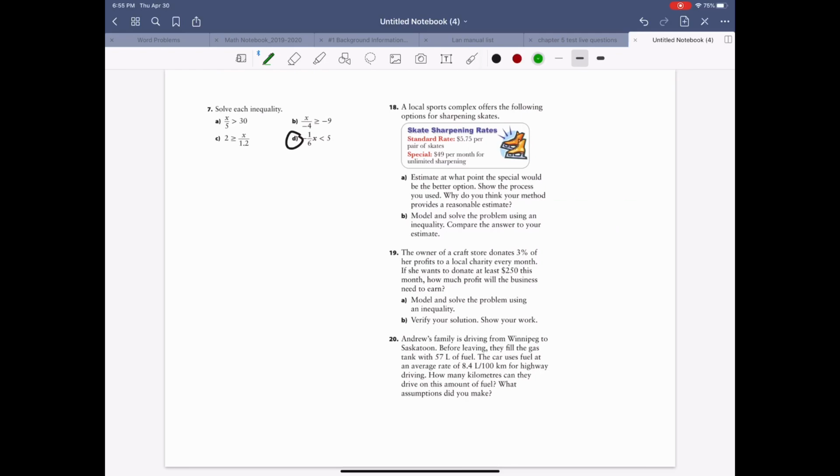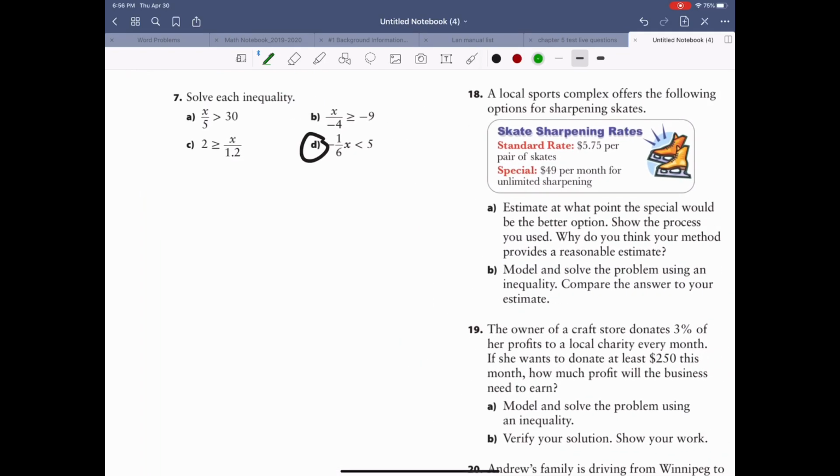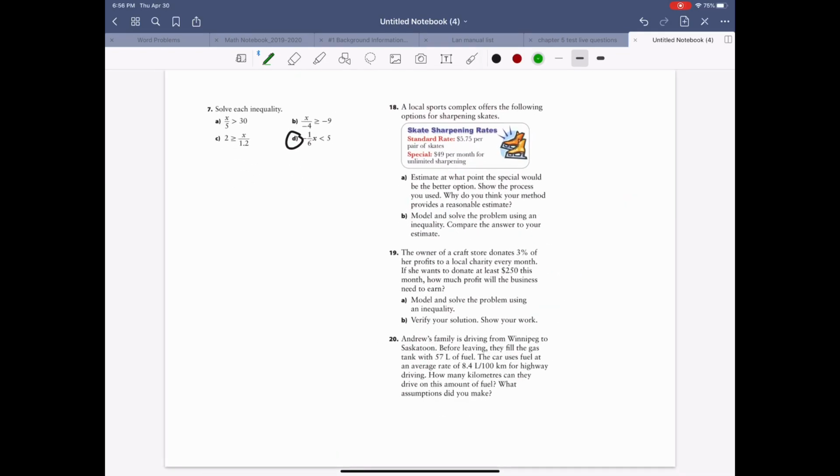Cool. Next one. So 7D here. For this one, solving, this is 9.2 now.